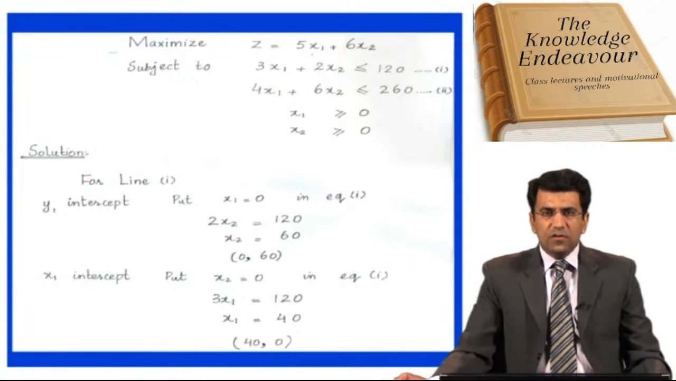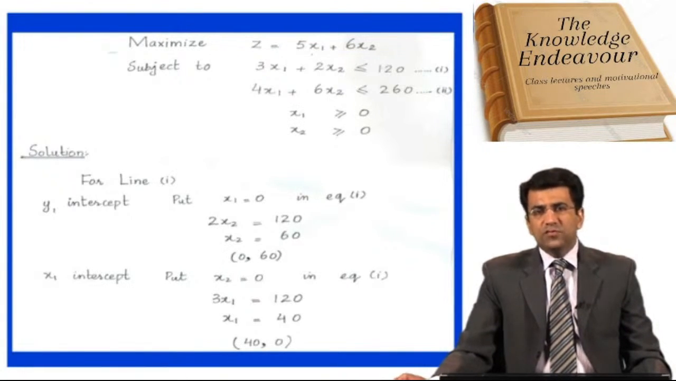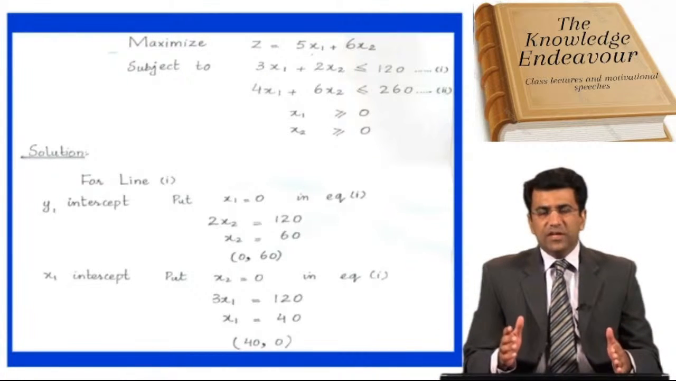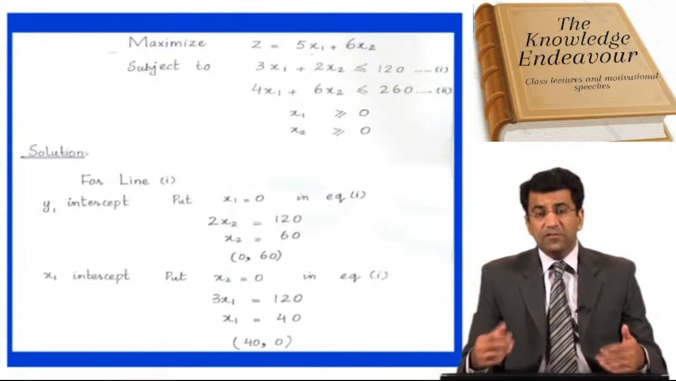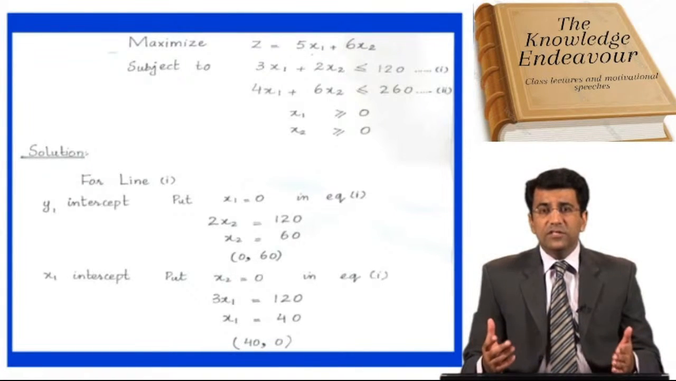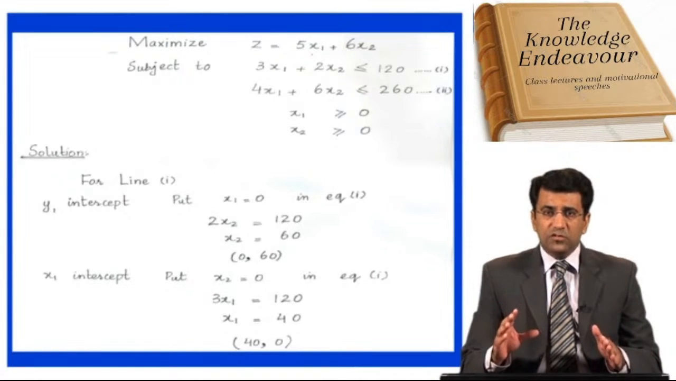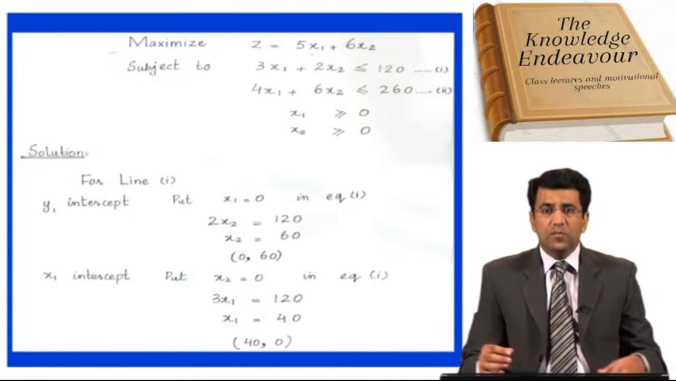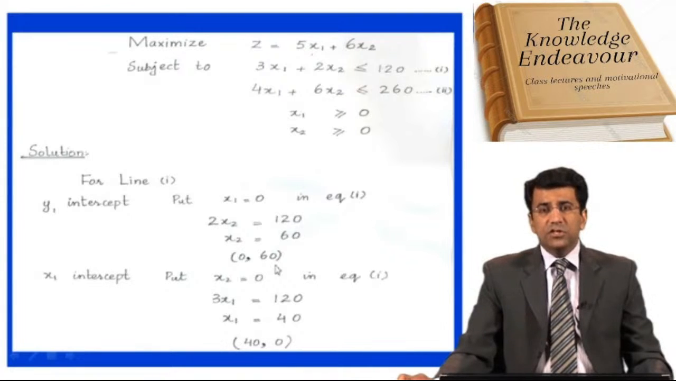Now why are we doing all that? Because we put these points on a graph in order to draw the line for this particular constraint, so that we can find the final feasible region, first for the different constraints and then finally for the whole problem. So the same procedure is to be repeated with our second equation.